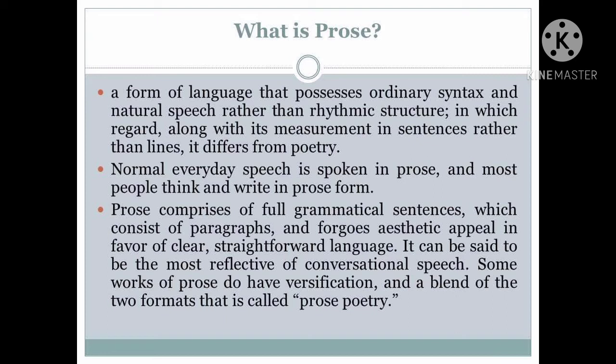So this means that prose consists of different paragraphs, and these paragraphs consist of different sentences, which should be in conversational speech. Compared with a poem or poetry, a poem is written in different stanzas, and stanzas are divided into different lines and often use rhythmic patterns such as sound devices and figures of speech.